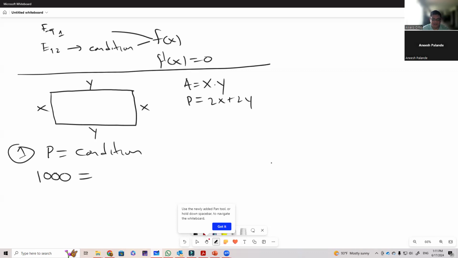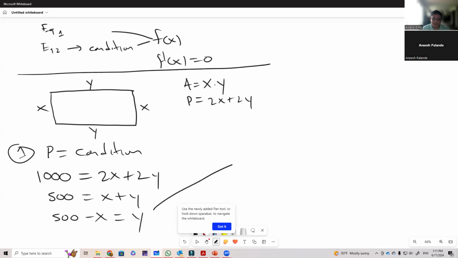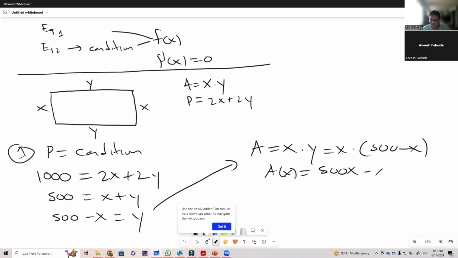So this means that 1,000 has to be 2x plus 2y. This is why it's a condition, a restriction. It's telling me how much material I have. If I simplify this, I have 500 is x plus y. Then I can write y equals 500 minus x, and I'm going to replace that in the area function. Area is x times y, which equals x times (500 minus x). And so now the area is a function just in terms of x.